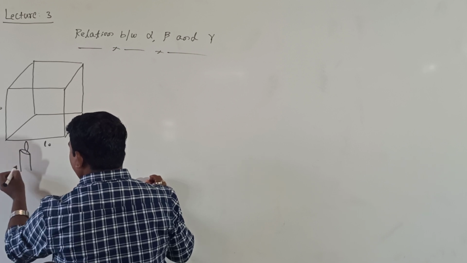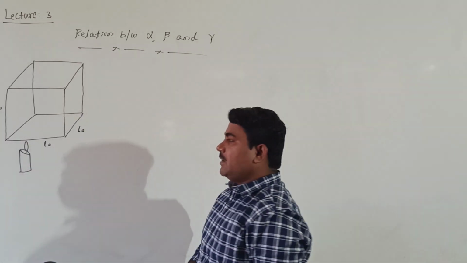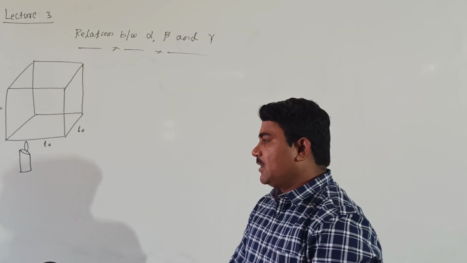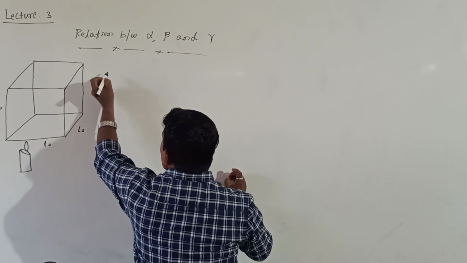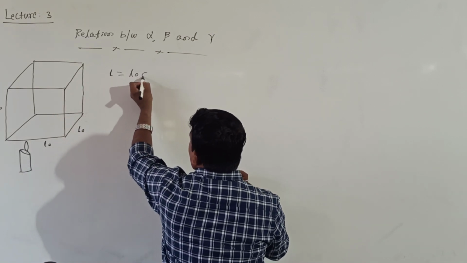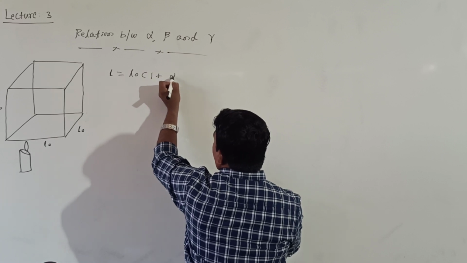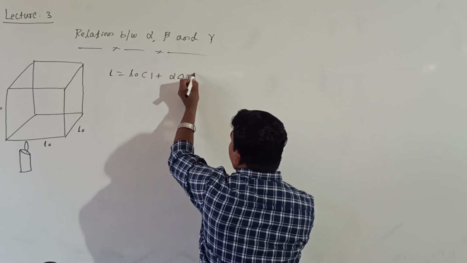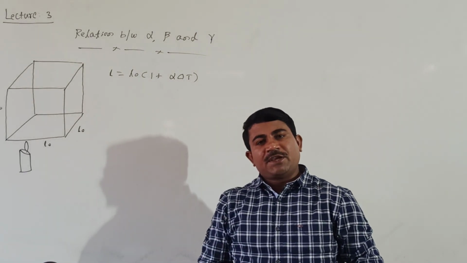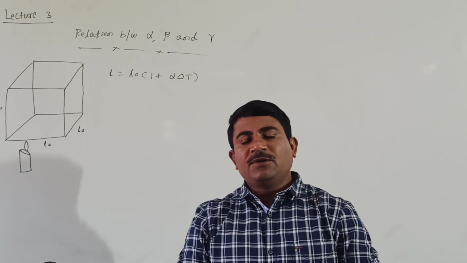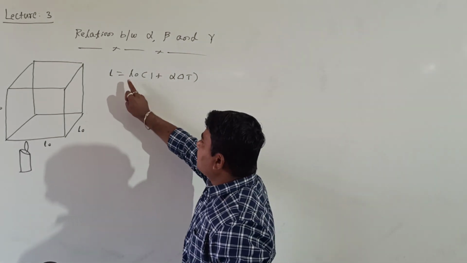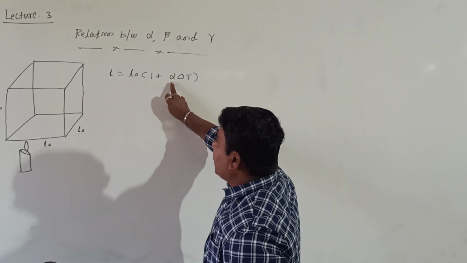some amount of heat is given. When heat is provided, its length changes. How does the length change? L equals L naught into bracket 1 plus alpha delta T, where L is the increased length. L is equal to L naught plus delta L, or directly L equals L naught into bracket 1 plus alpha delta T.